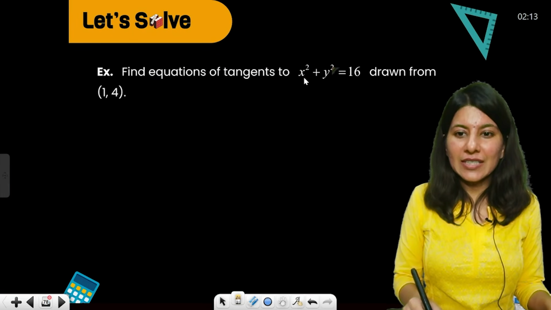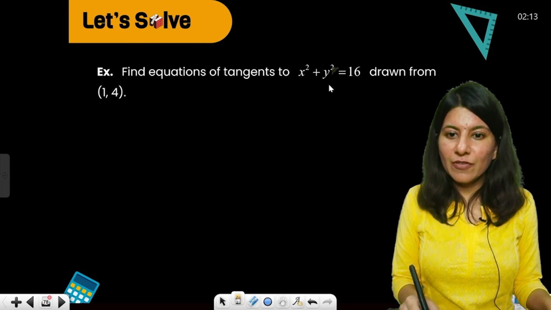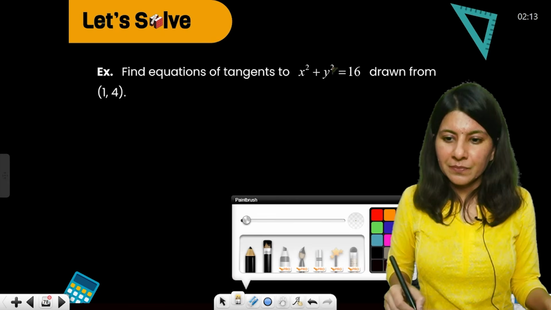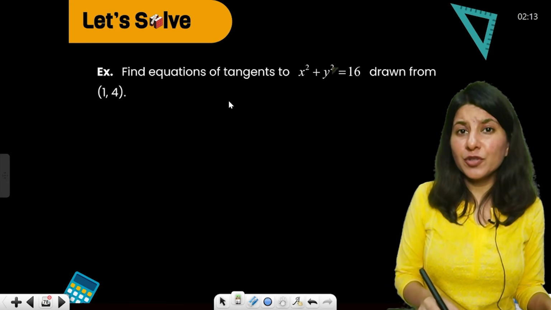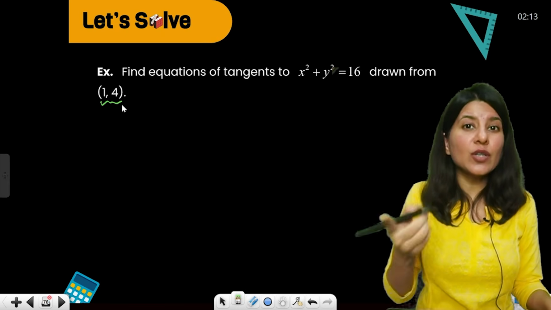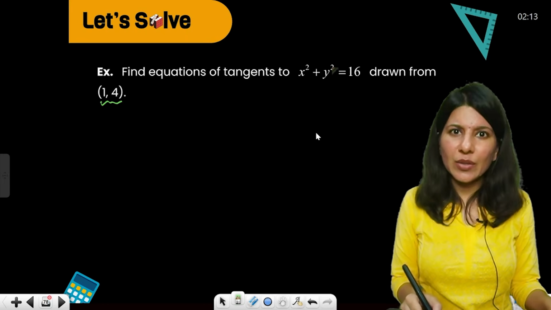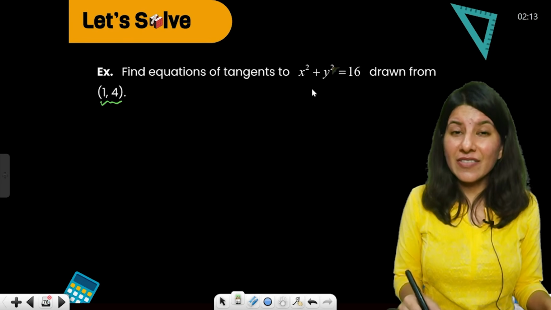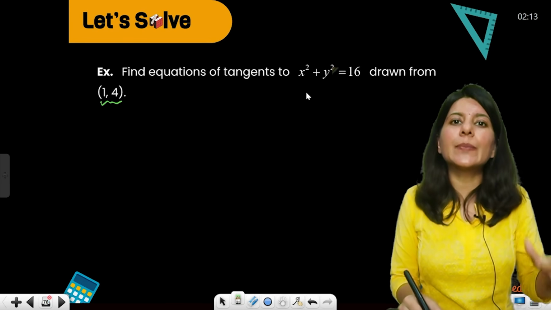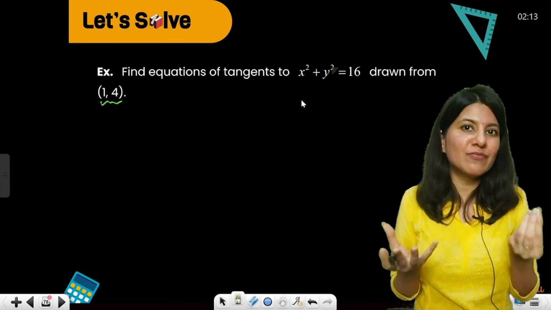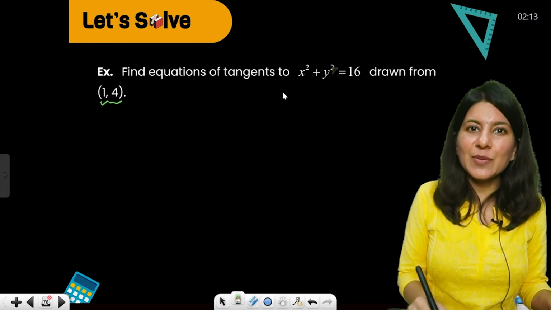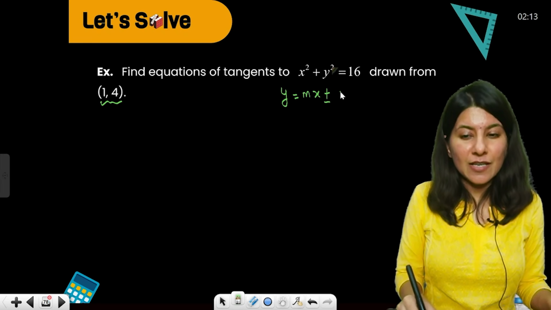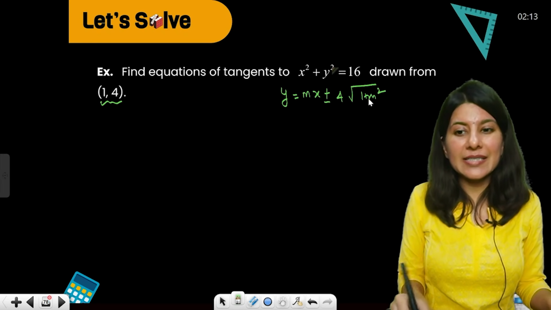Find the equations of the tangent drawn from 1, 4. Now, you need to check whether 1, 4 is lying on the circle or not. If it is lying, only then you can write it, otherwise you can't. If you try to satisfy it, it doesn't lie on the circle, so you can't apply it. So, you have only one option left: y equals mx plus c. So, y equals mx plus minus 4 square root of 1 plus m squared is the tangent.